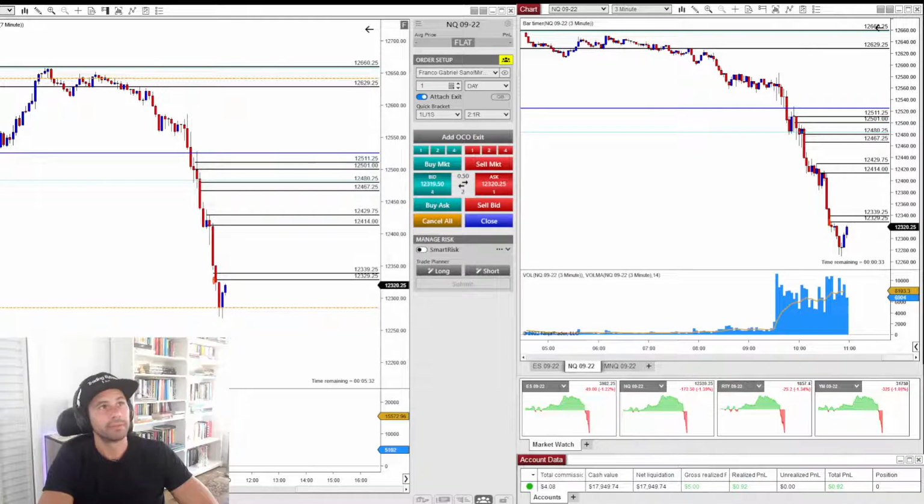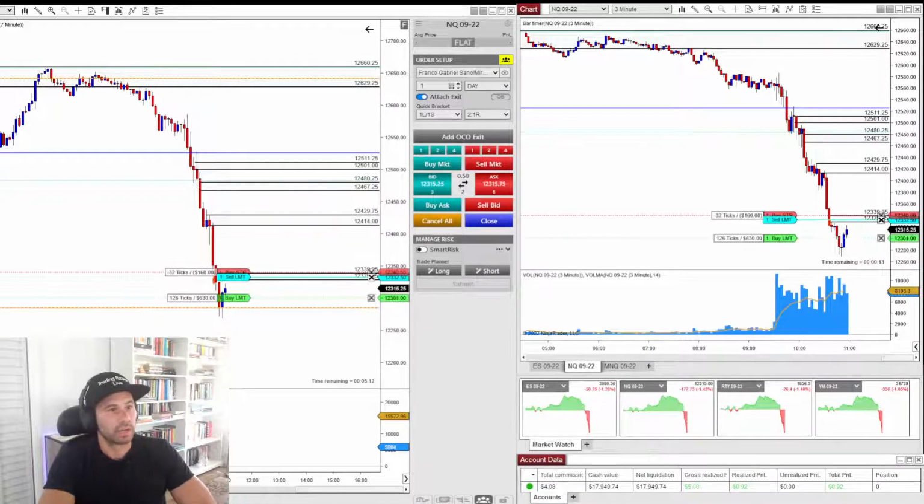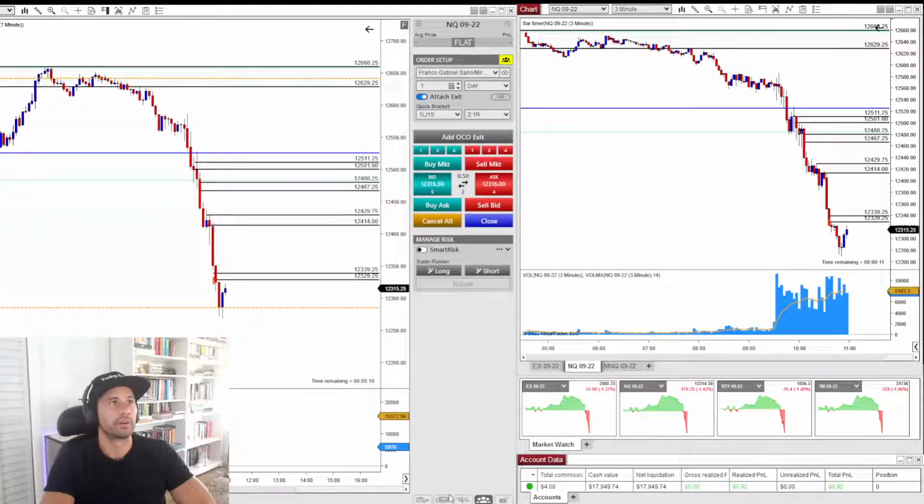I might have a bearish trade here, but I don't want to be very aggressive. I'm going to do this. 32.40, how much is that? $160. There you go. $160. And let's put this screen.